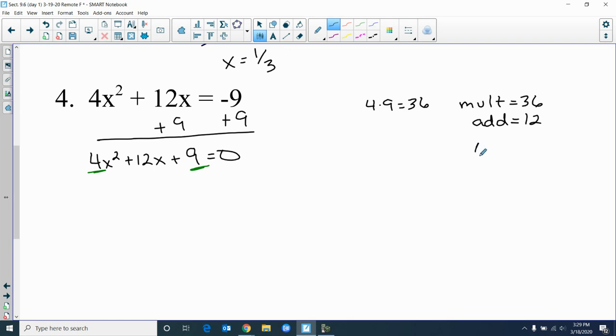What multiplies to get 36 and adds to get 36 will be 6 and 6. So break this apart. You don't mess with the first and the last one. You split the 12 into two terms. It'll be plus 6x plus 9 equals 0.